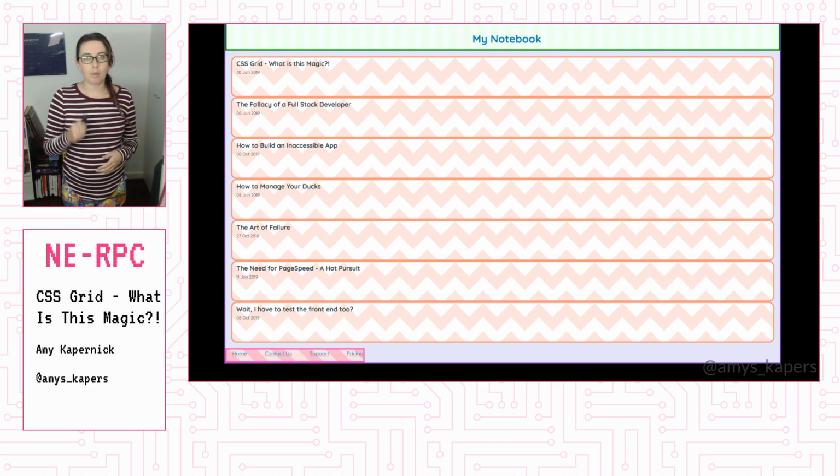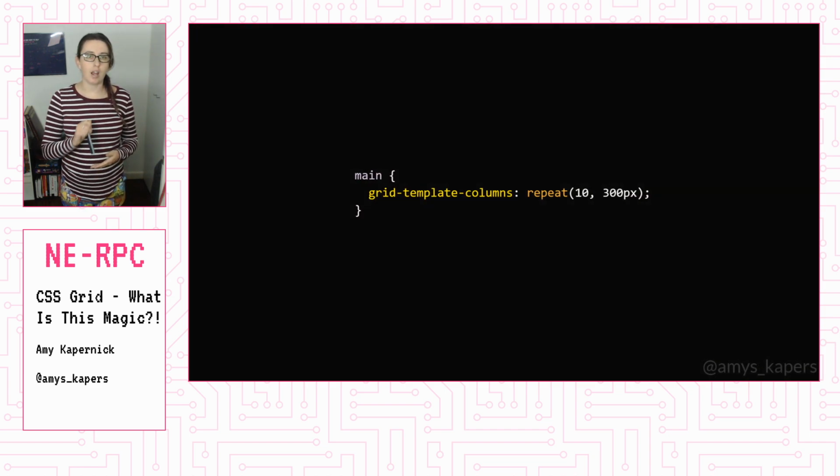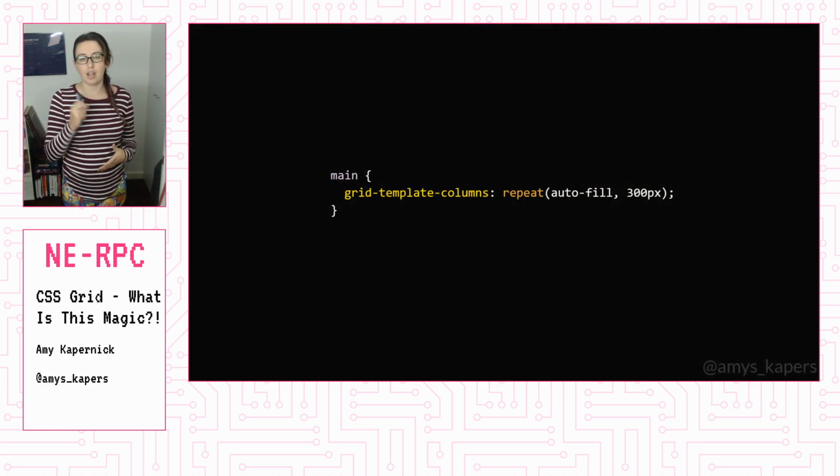But this time when I set my columns, I want to have it nice and wide, so I could go repeat 10 300 pixels. The problem with that is then I need a fairly wide screen to do that. I might not be able to fit 10 of them in there. So instead, I can use another property that CSS Grid gives us, which is autofill.